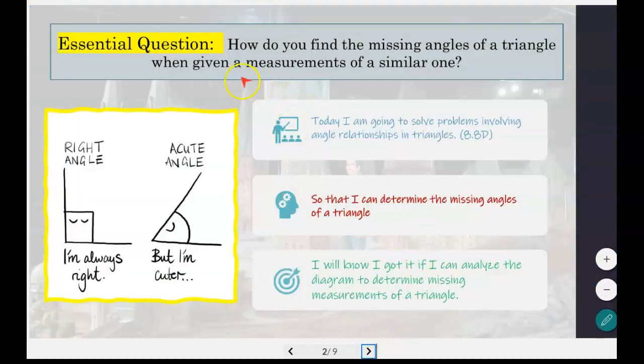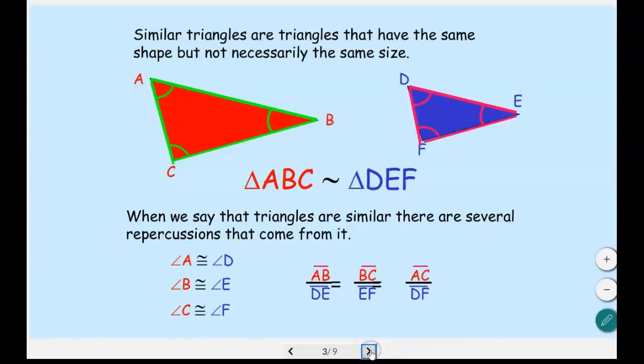So we've got our essential question. How do you find the missing angles of a triangle when given a measurement of a similar one? Today, I'm going to solve problems involving angle relationships in triangles so that I can determine the missing angles of a triangle. I will know I got it if I can analyze the diagram to determine the missing measurements of a triangle.